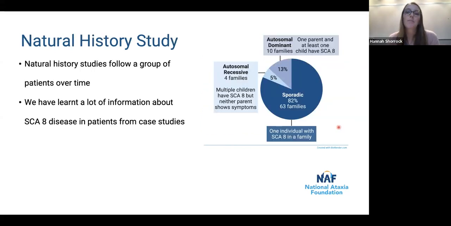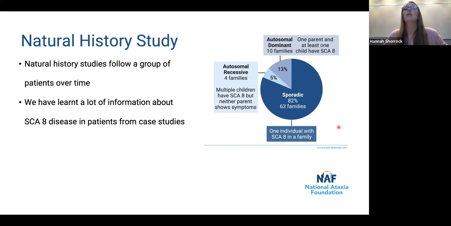Now, finally, I want to talk about natural history studies and how we can use those to study the disease. So typically, natural history studies will follow a group of patients over time. And so they will look to see when those individuals start to present with disease symptoms and follow as those disease symptoms develop over time. For SCA8, we don't have any formal natural history studies that have been published, but we have learned a lot of information about SCA8 disease in patients and how it presents from case studies.